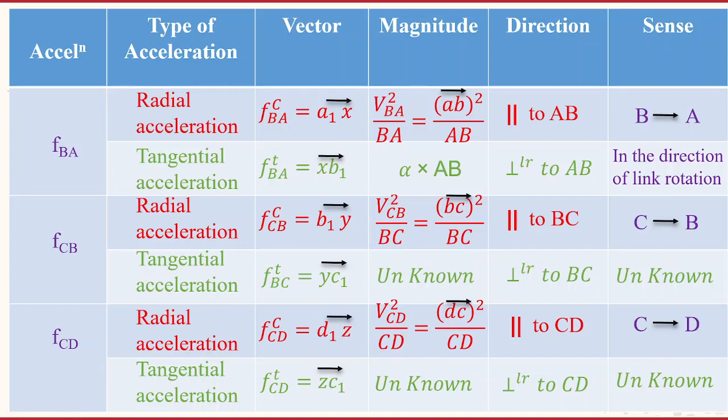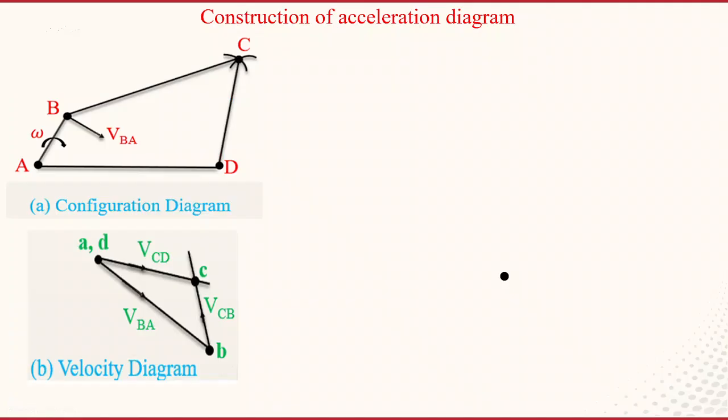So now, with this information on all the vectors, we can draw the acceleration diagram of this four-bar mechanism. Now that we have completed all the information, let's go for drawing the acceleration diagram. We have already constructed the configuration diagram and velocity diagram, and then we will go for the acceleration diagram.